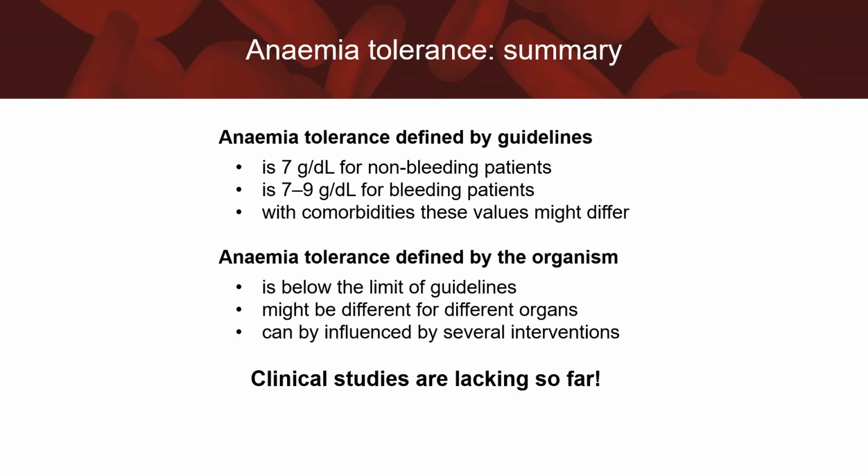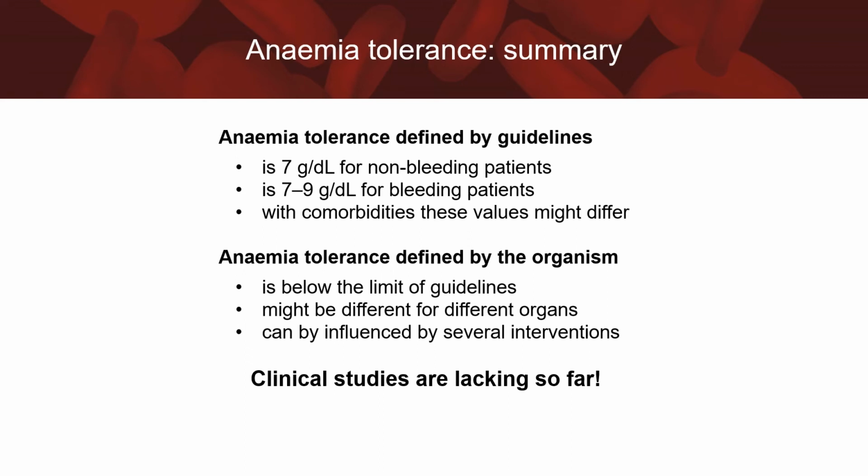Summing up, one has to say that anemia tolerance defined by the guidelines is a hemoglobin concentration of 7 gram per deciliter for the non-bleeding patient and 7 to 9 gram per deciliter for bleeding patients. These values might differ for patients with comorbidities. If you define anemia tolerance by the organism, the values are much lower than what is stated in the guidelines.